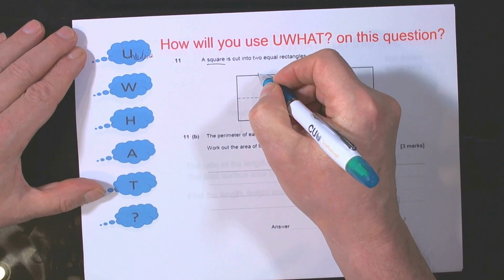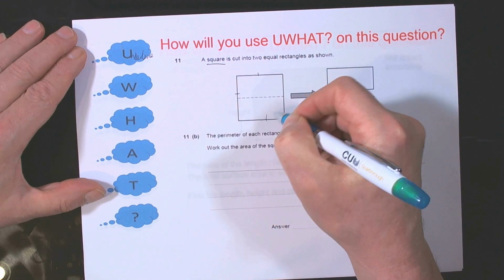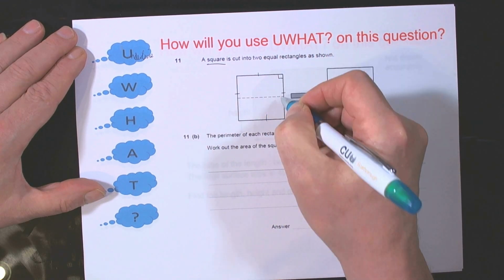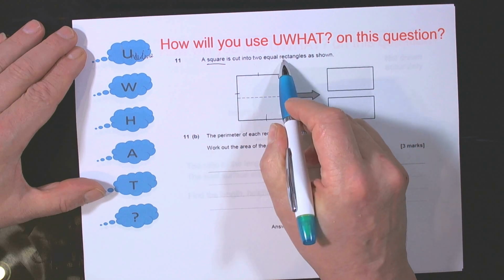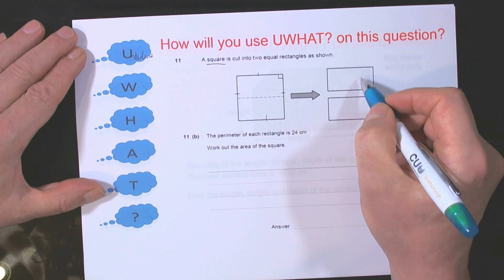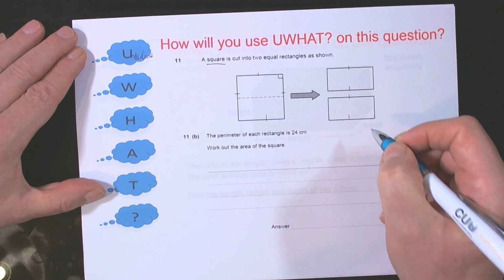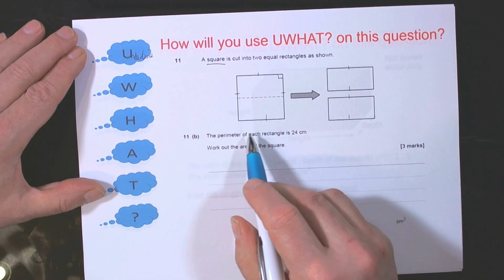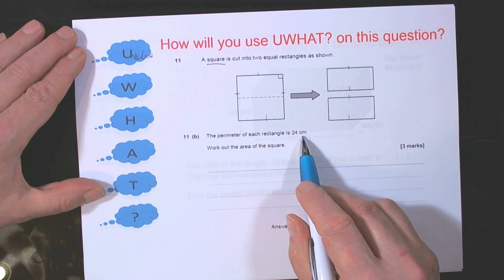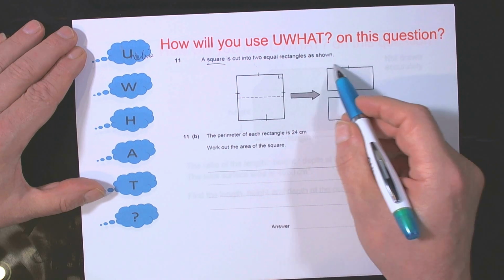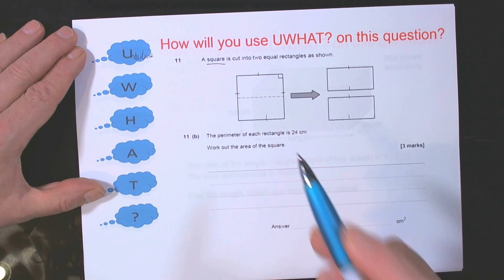Well, it tells us that that length is equal to that length is equal to that length is equal to that length, and every angle is 90 degrees. It's cut into 2 equal lengths, so we know these rectangles, we know that length is that, and we know that length is that, and so forth. Okay, so the perimeter of each rectangle is 24 centimetres. So we know the whole perimeter is 24 centimetres. Work out the area of the square.